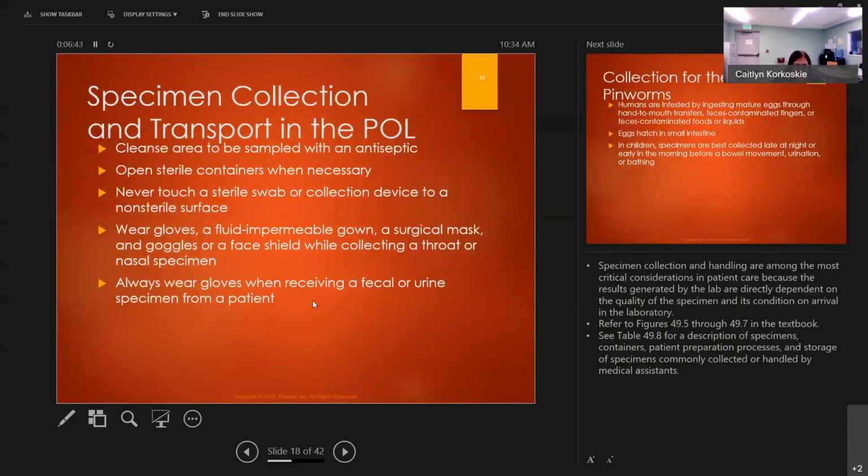And yeah, of course, I don't know why it has to specify this, but even if it's a fecal or urine specimen, you always want to wear gloves.